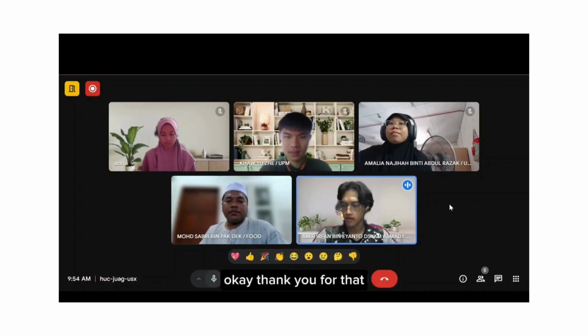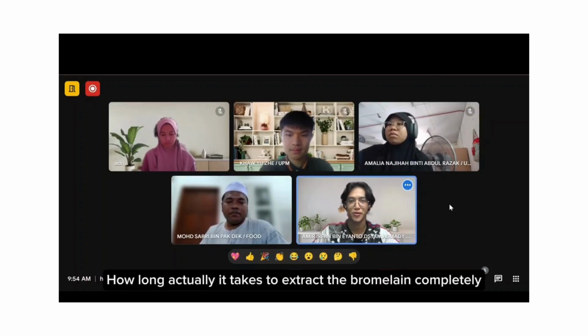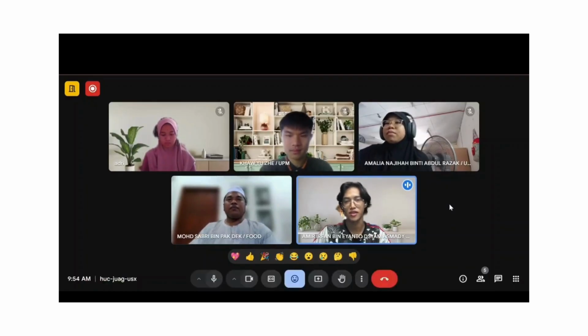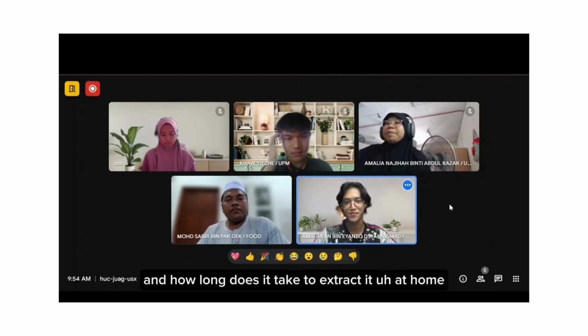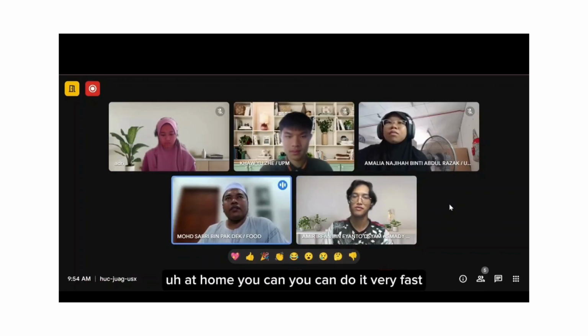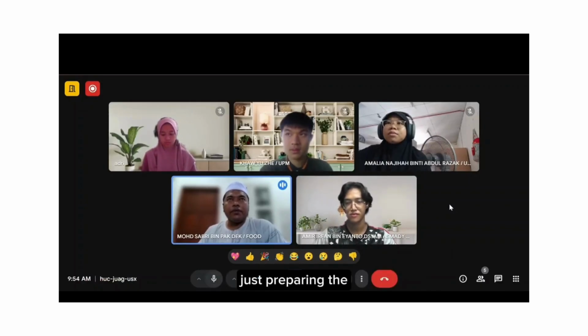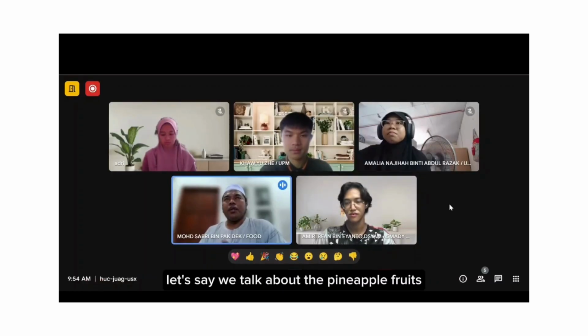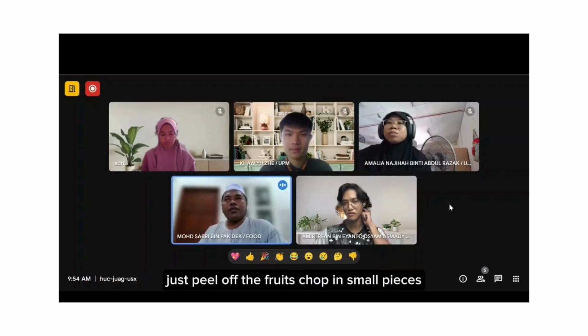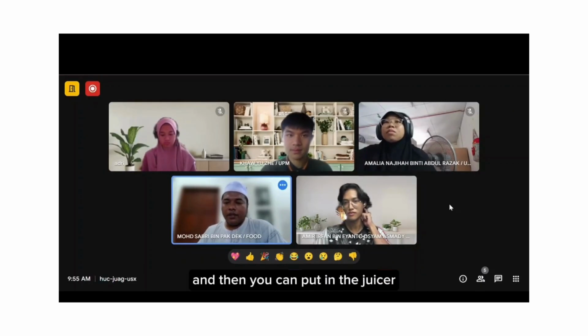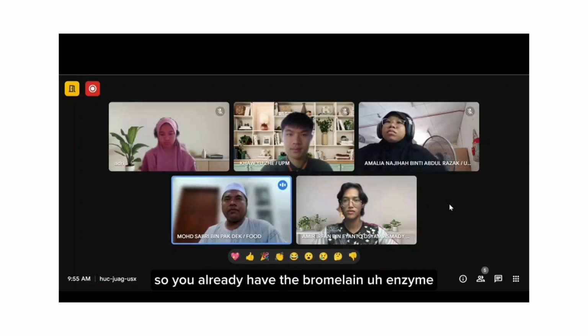Okay, thank you for that. How long does it actually take to extract the bromelain completely? And how long does it take to extract it at home? At home, you can do it very fast, maybe in less than 30 minutes, right? Let's say we talk about the pineapple fruit. You just peel off the fruit, chop it in small pieces, and then you can put it in the juicer. So you already have the bromelain enzyme.